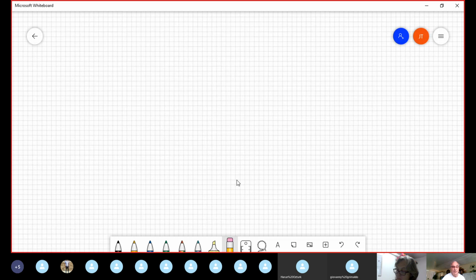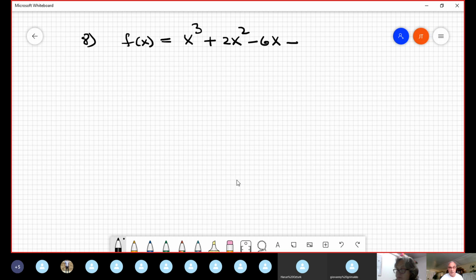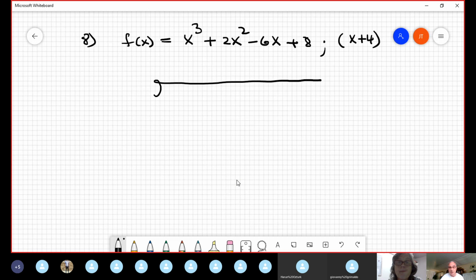Number 9. Or number 8, sorry. Number 8 is using the factor theorem to determine whether x minus c is a factor of f of x. So one polynomial is given: x cubed plus 2x squared minus 6x plus 8. And also, one factor is given, which is x plus 4, no? And I need to prove if this factor belongs or not to the polynomial. So the only thing that you should do is the synthetic division. x cubed, x squared, x1, x0: 1, 2, minus 6, 8, and divided by negative 4.